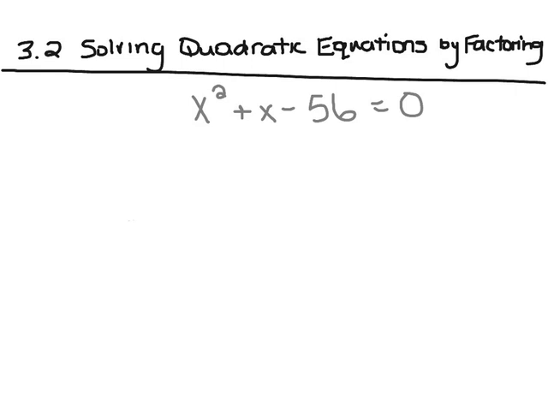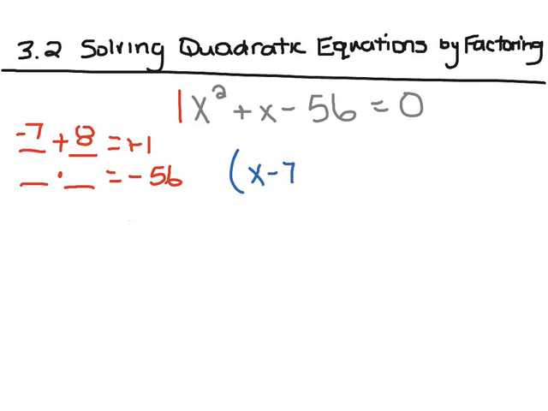So, if we were to take the quadratic x squared plus x minus 56 equals 0, we first have to factor it. So we want to find two numbers that add up to make positive 1 and multiply out to get negative 56. And our numbers are going to be negative 7 and positive 8. Because a is 1, we can skip right to the last step. So x minus 7, x plus 8.